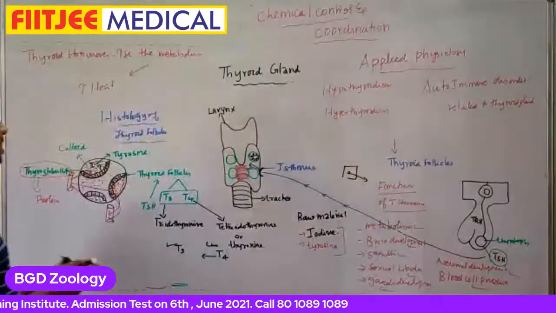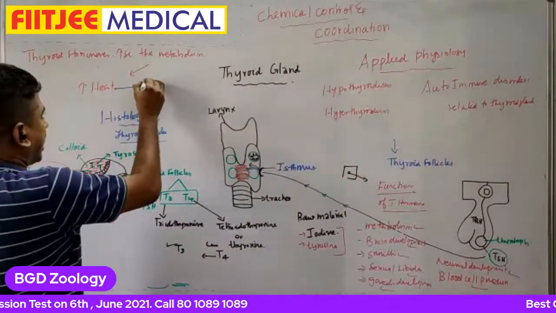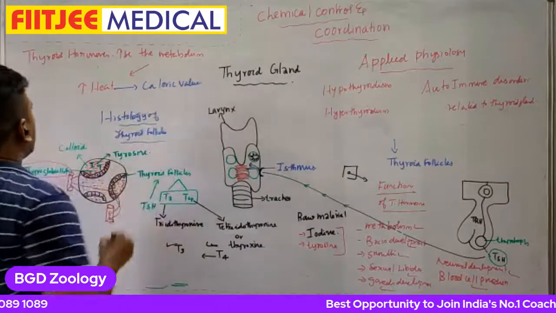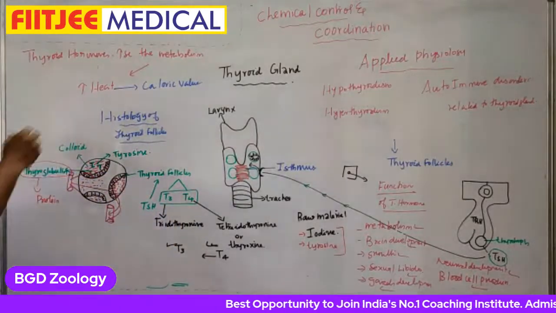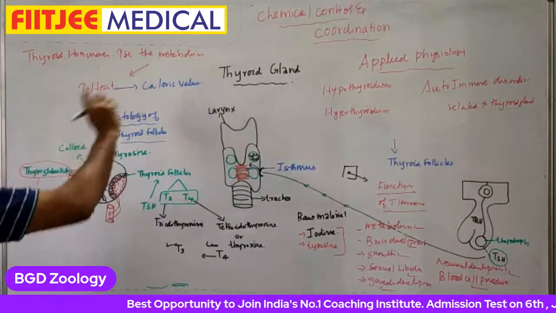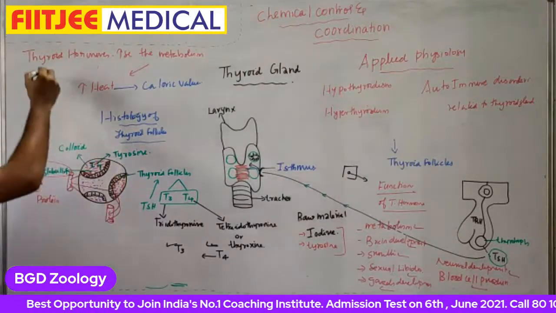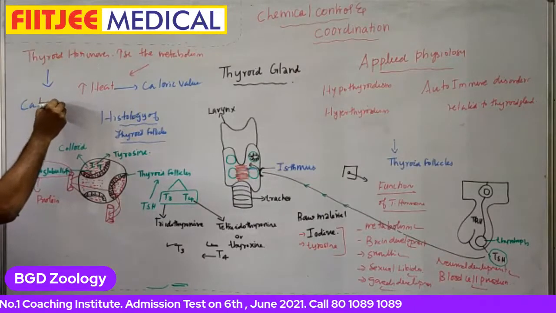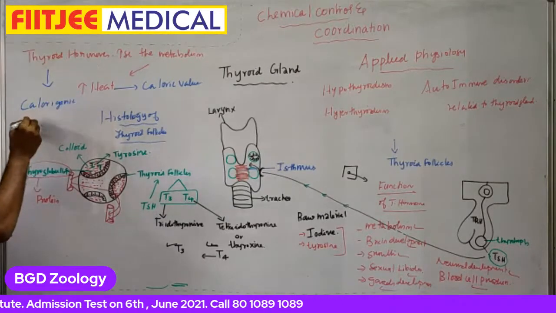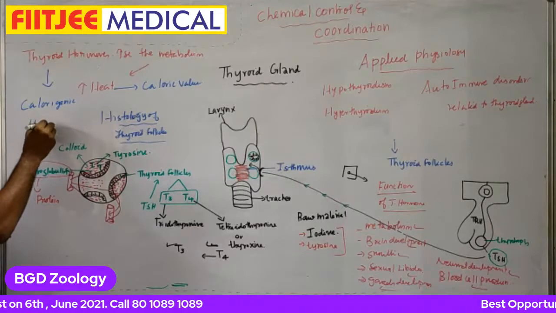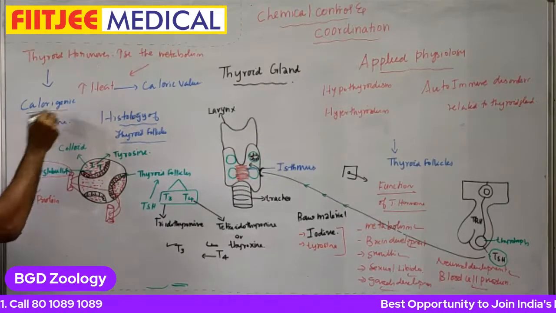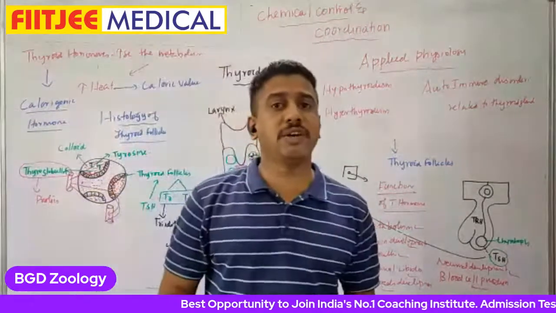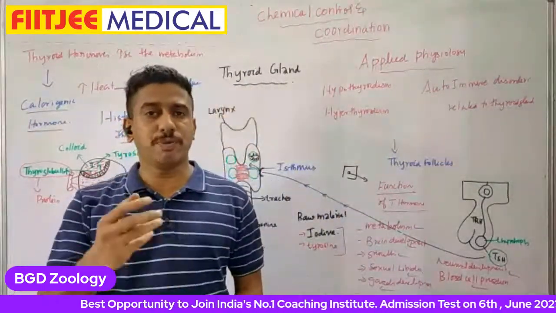So heat we always calculate in caloric value. So as they are producing the heat, and the heat is calculated in caloric value, we call this thyroid hormone calorigenic. We call them calorigenic hormone. That's clear. So this hormone commonly we call as calorigenic hormone. It is this hormone that produces this heat.